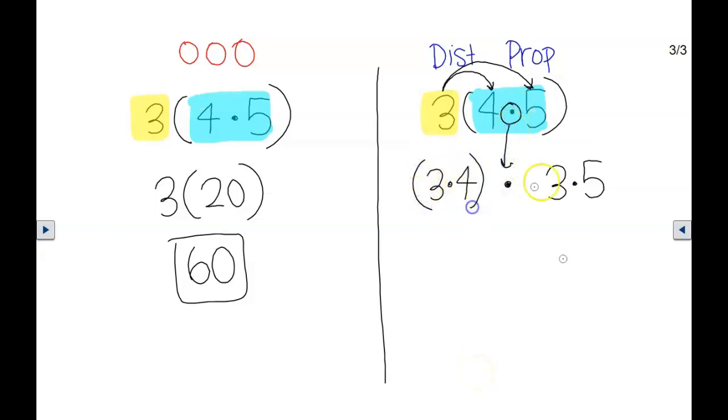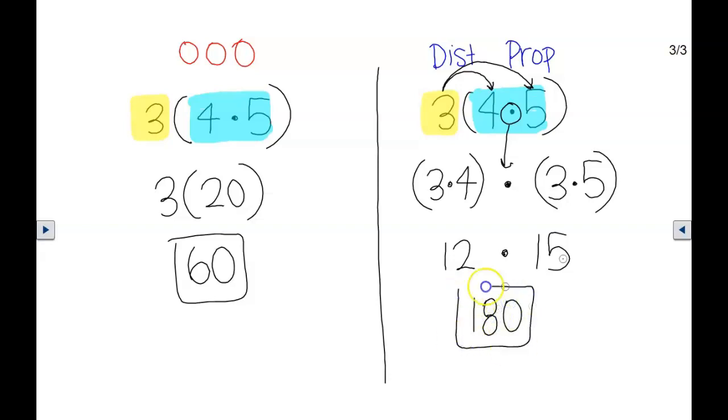Now I'm going to go ahead and put these in parentheses just to emphasize that we're going to multiply 3 by each member of the group first. So 3 times 4 is 12. 3 times 5 is 15. I don't believe there's any way that 12 times 15 is going to be 60. As a matter of fact, 12 times 15 is 180. So these are not equal this time.